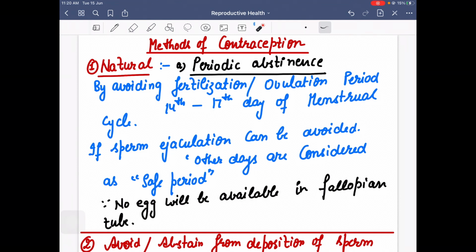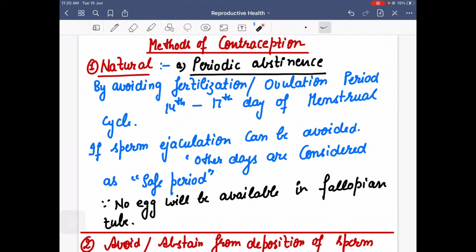Now let's talk about the very commonly used methods of contraception. The first method we are taking is the natural method, sometimes also known as the traditional contraceptive method, right? It is a natural method actually, and this includes, first, periodic abstinence.